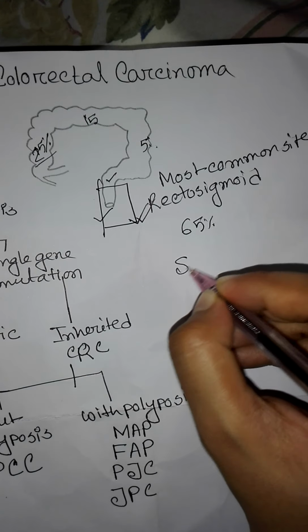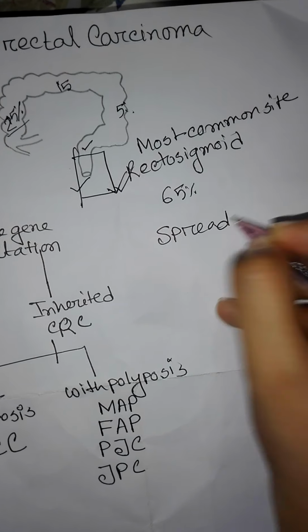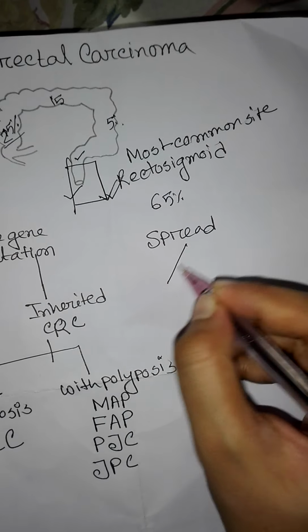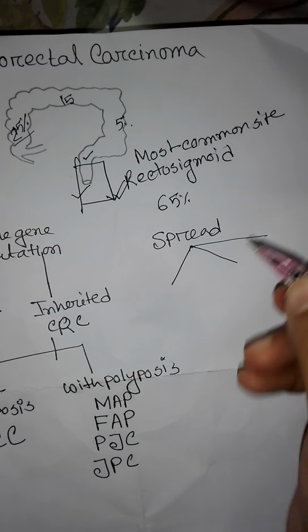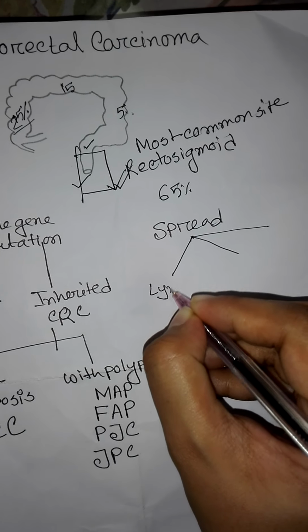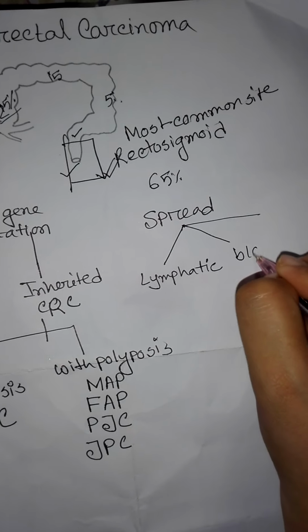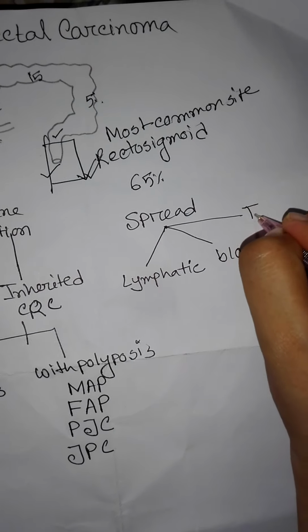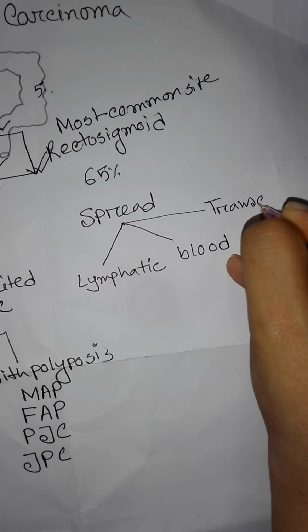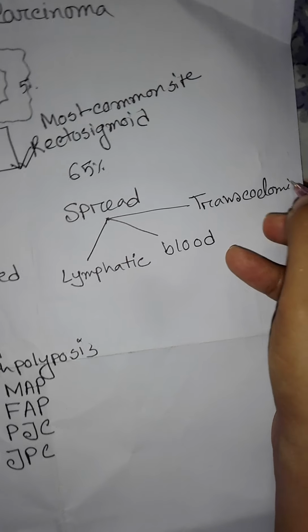Now it can spread in three ways. One is lymphatic, another is blood, third is transcoelomic.